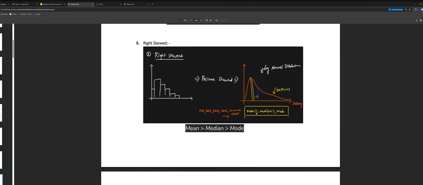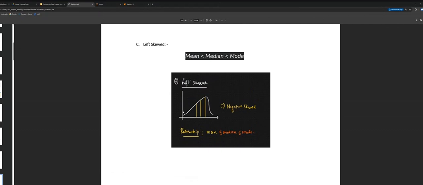If your mean is greater than median and median is greater than mode, then your graph will show a right skew where you will have some outliers. So you have to treat that data, remove it, and then do your computation. Left skewed means negative skewness. Your mean is less than median, and median is less than mode.